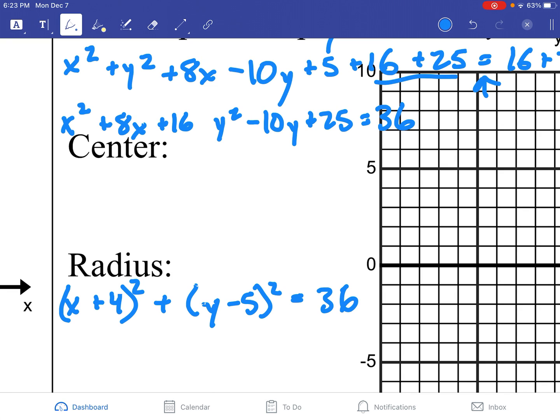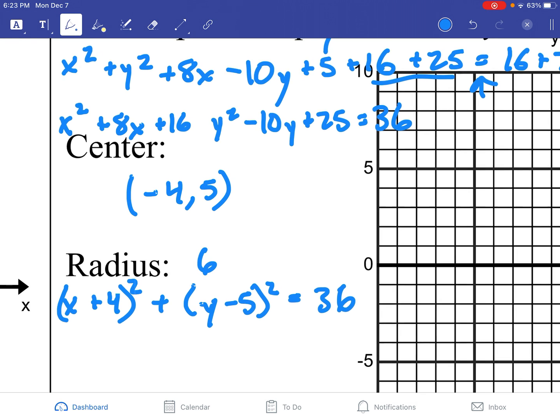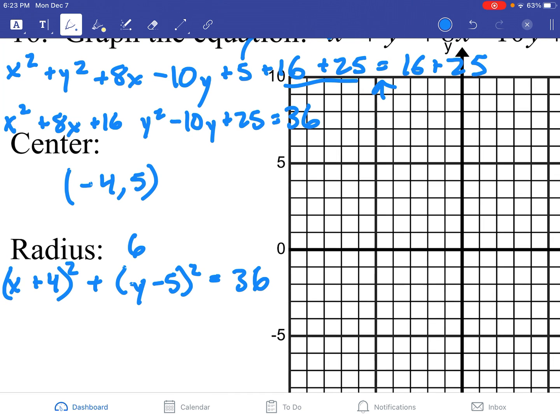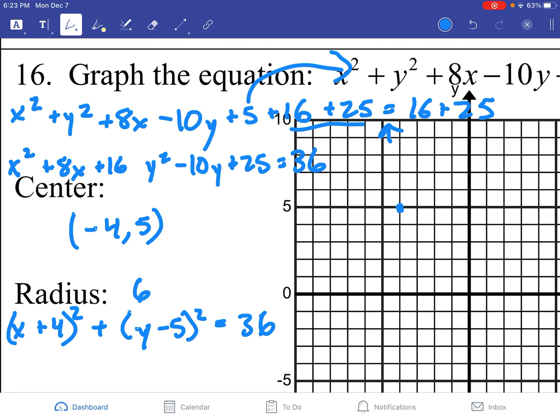Now that you have that equation done, the center is going to be negative 4, 5, and your radius is going to be 6. So negative 4, 5 is going to be up here. Your radius is 6. I'm going to erase this arrow. So it's going to be a little bit off the graph. But that's okay. Not too shabby of a circle.